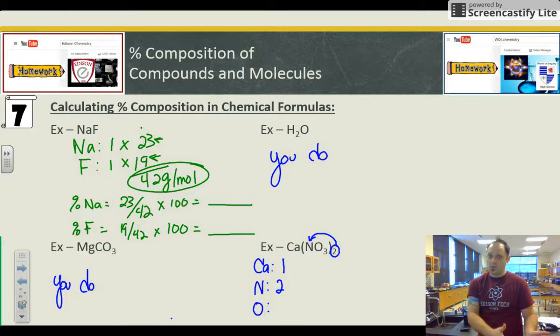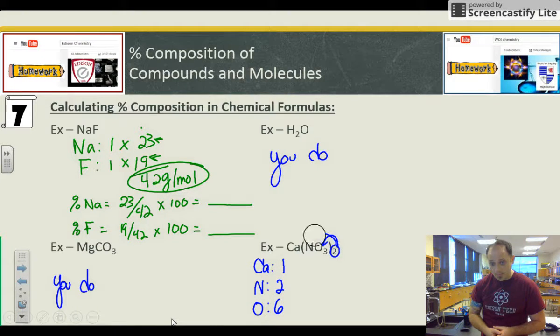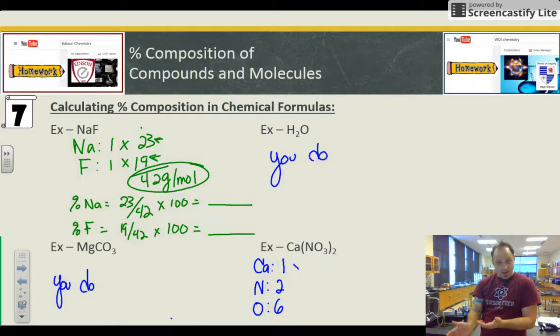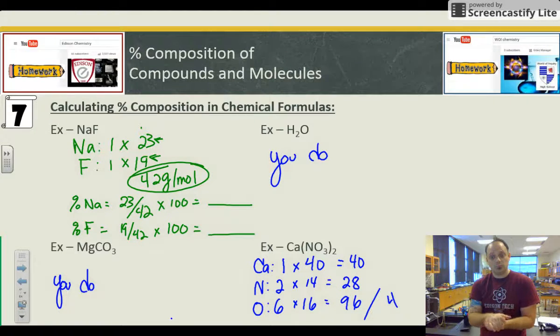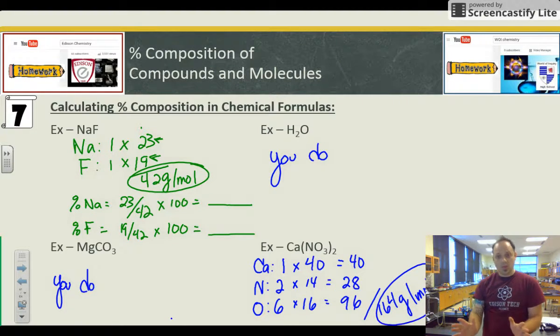The first step in gram formula mass is always, always, always count your atoms. So he counted calcium right. He's also counted nitrogen right, and now he's counted oxygen right as well. Now the second part in gram formula mass, which is the first part of percent composition, is to multiply by the mass of each of the elements. He's remembering these from a previous video where we did one. And 6 times 16, that was 96. Add them all together. What do we get? 164 grams per mole. So now we know that 1 mole of calcium nitrate weighs 164 grams.